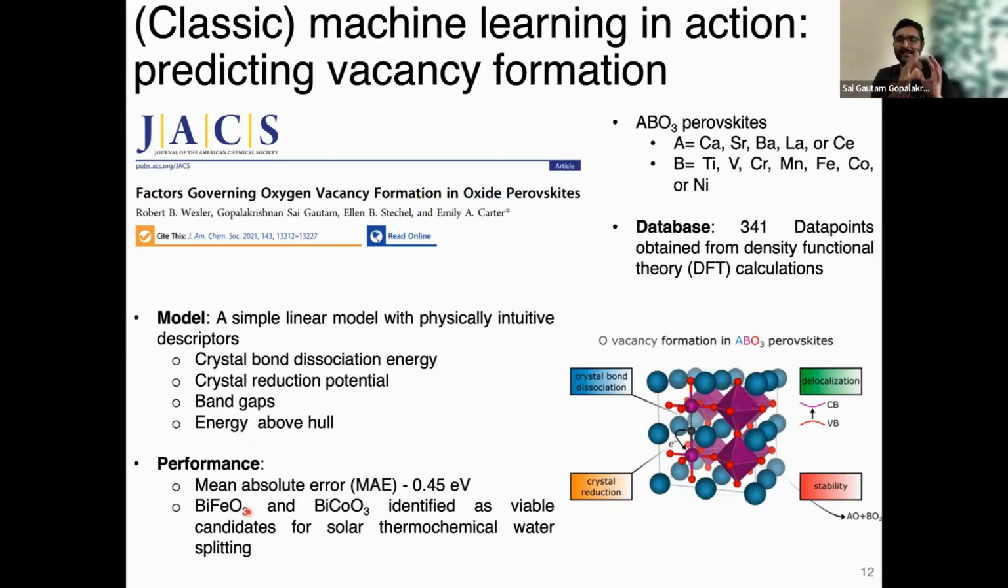Right. So this is a very classic machine learning workflow where we have generated the data set. It's a limited data set, and we use a simple machine learning model, a linear regression model with physically intuitive descriptors.